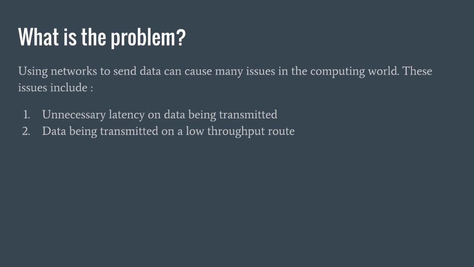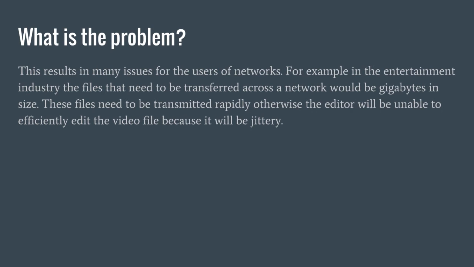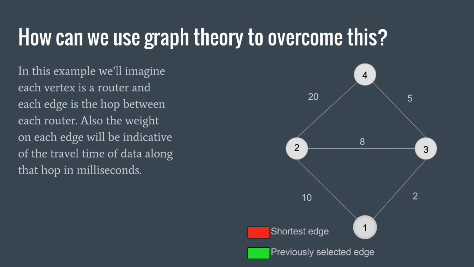An application where these issues would come to light would be in an editor's workflow. Oftentimes, editors work on projects that have multimedia files that are gigabytes large. This means that they require a high throughput network to be productive and not have to wait for the file to stream to their machine. This, of course, can be solved by graph theory, as I will show you now with this example.